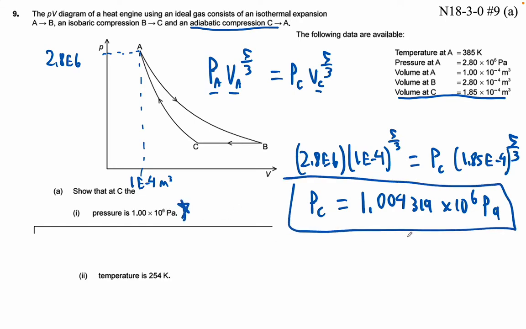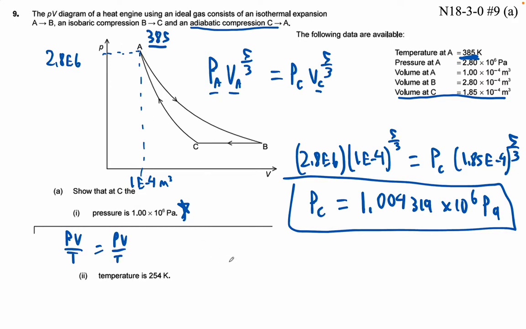Right? So now they say, show that the temperature is 254 kelvins, right? Well, there are 2 ways to find the temperature. We know that this is 385 kelvins. And this is, by the way, going to be cooler than that, right? Because this is an adiabatic compression that heated it up to 385, so therefore it started lower than that, right? I think the thing to do is to use the combined gas law, okay? So we're going to use PV over T is PV over T. And do the same thing.